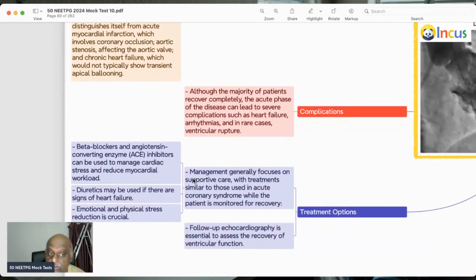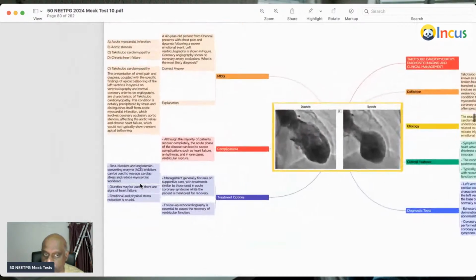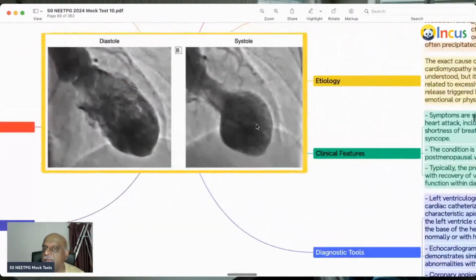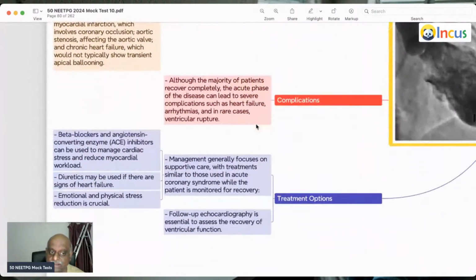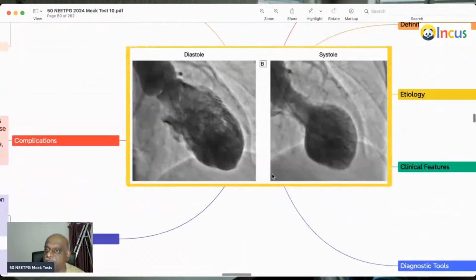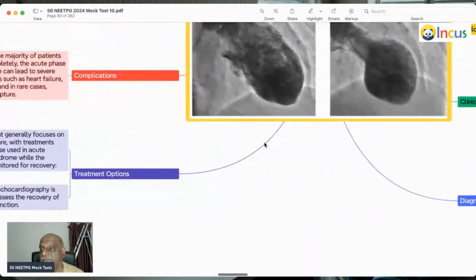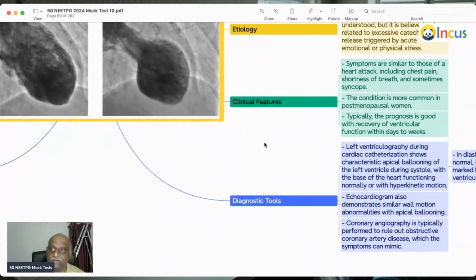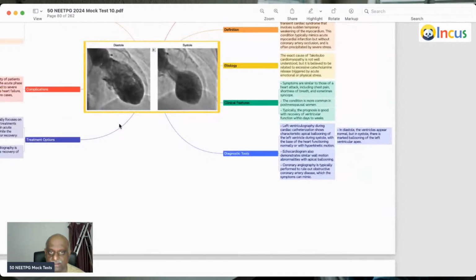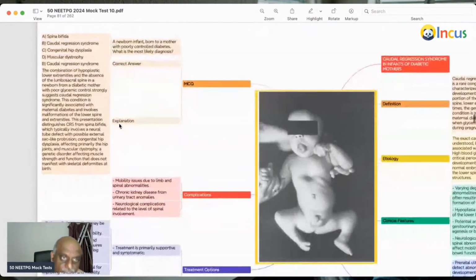And to manage the cardiac stress and reduce the myocardial workload, beta blockers and ACE inhibitors can very much be given. Diuretics can be used if there are any signs of heart failure. And emotional and physical stress reduction is very, very important. Typically, the prognosis is very good with recovery of ventricular function within days to weeks. It's more common in postmenopausal women actually, is what you need to remember.